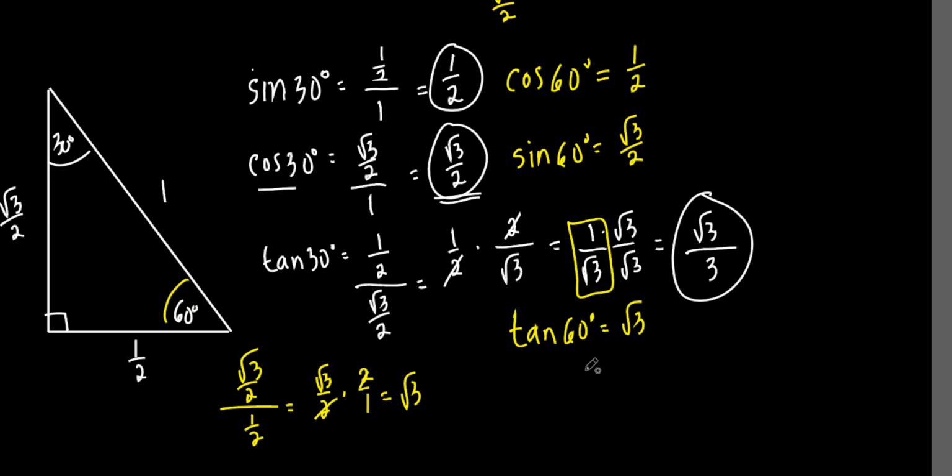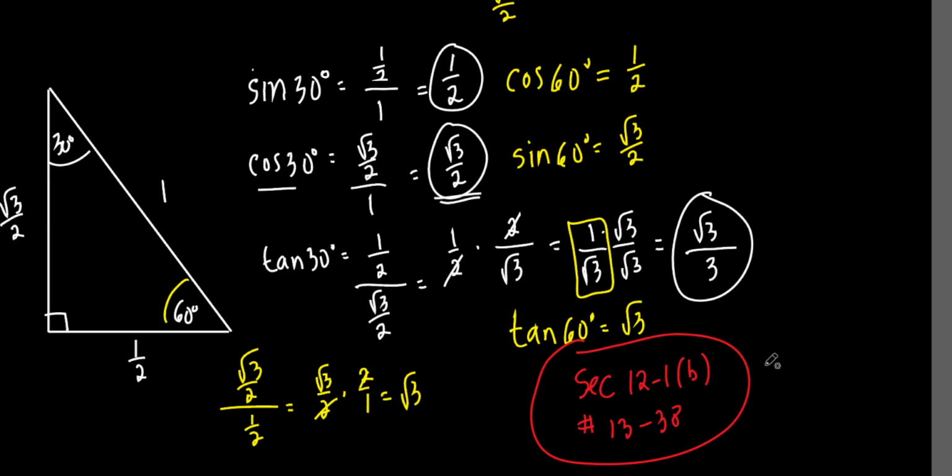So this is section 12.1b, and you're doing 13 to 38. So tomorrow we're going to go over both of those. We're going to go over 12.1a, 1 through 12, so basically tomorrow we're going to go over 1 to 38. Not every single problem, but ones that you have questions on. Yes, ma'am.